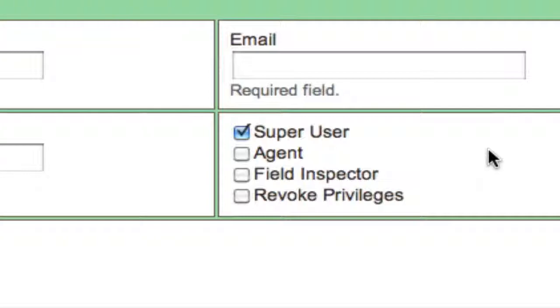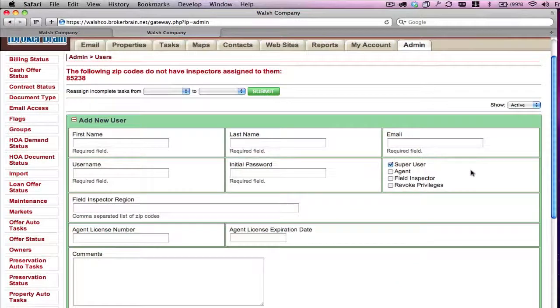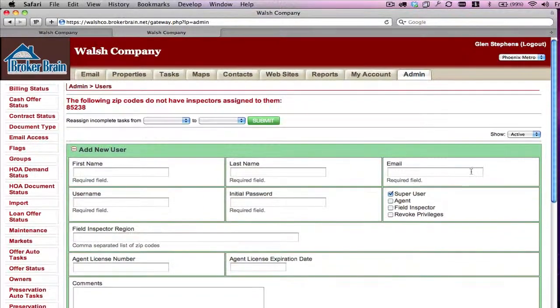And basically what a super user does is, when you are in the admin tab of the system, it allows you to see and manipulate information in any market, regardless of what the market selector says in the upper right hand corner. So because I was the first user entered into the system, I am by default a super user, and I can define other users within my system that can act as super users and administrate across multiple markets. So that's what the super user flag does.